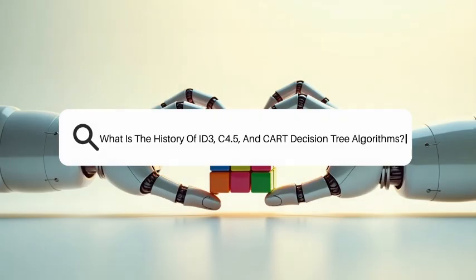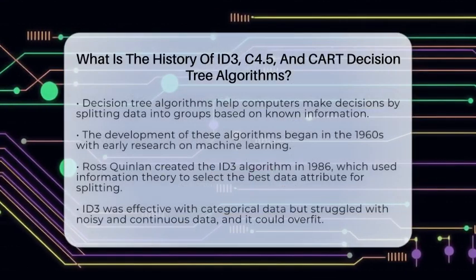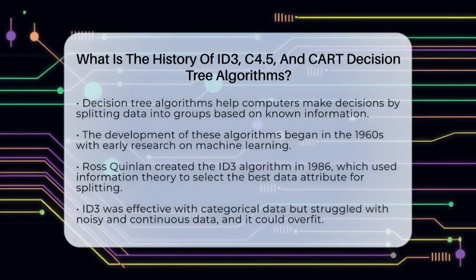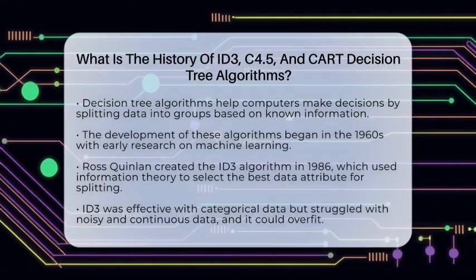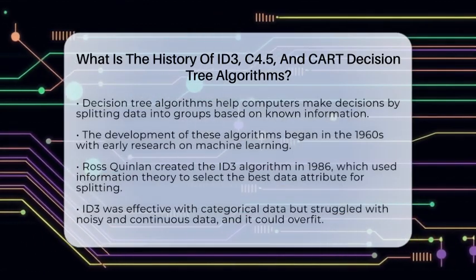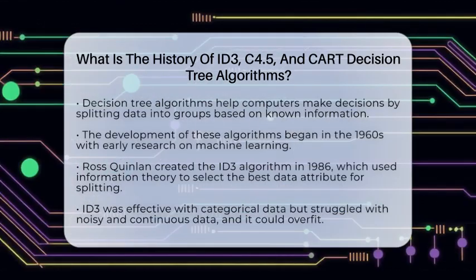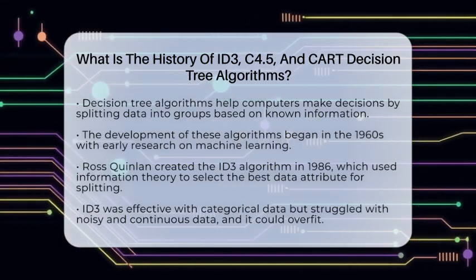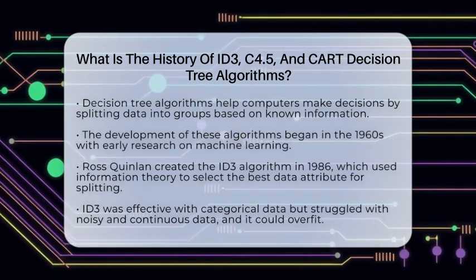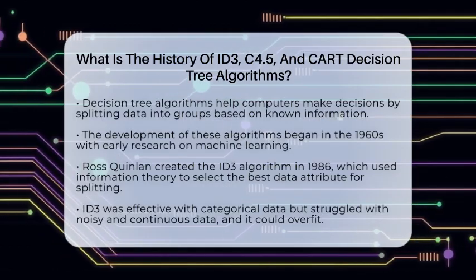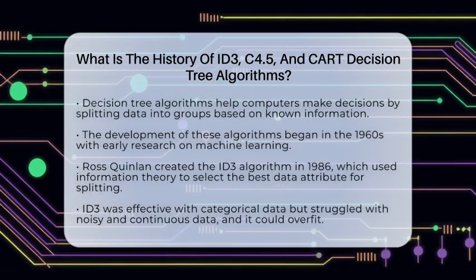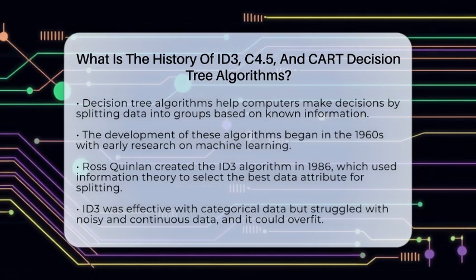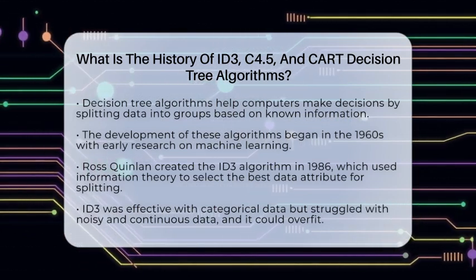What is the history of ID3, C4.5, and CART decision tree algorithms? Imagine trying to decide what to do next based on what you already know. That's what decision tree algorithms help computers do. They are tools in machine learning that make decisions by splitting data into groups. These algorithms have a fascinating history that shows how they evolved to become powerful tools today.